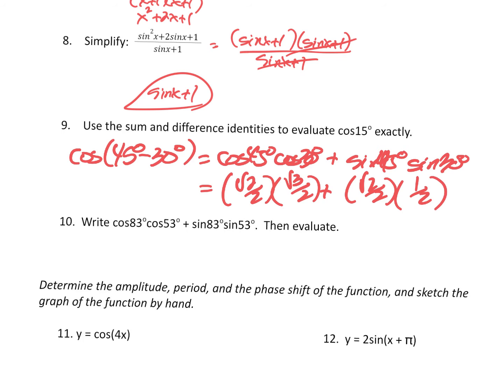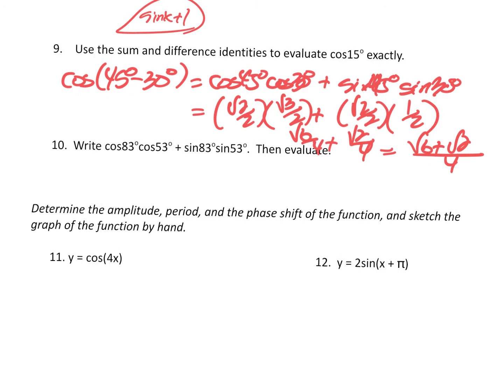So what that gives me in my first fraction is square root of 6 over 4. And over here I get square root of 2 over 4. And if you want to, you can make it one big fraction and just put square root of 6 plus square root of 2 over 4. Remember the other day we got that answer over and over and over again.